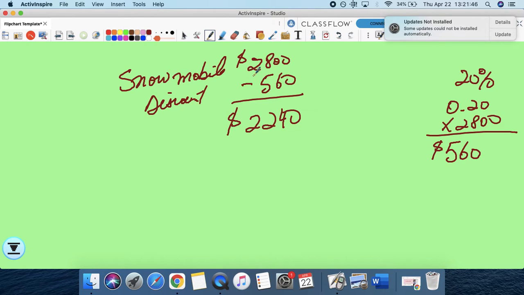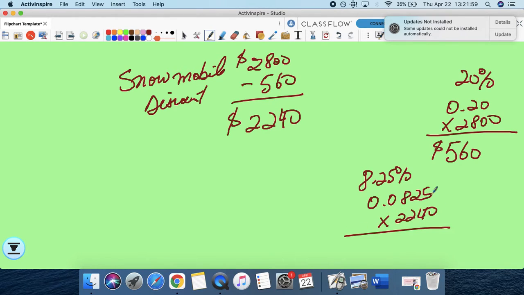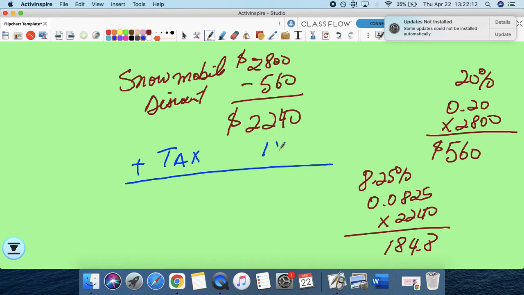Now we have to pay tax. A tax is 8.25% or 0.0825. We can multiply that by 2,240 times 0.0825. So el tax que va a pagar, tu impuesto, $184.80. So, sumamos el impuesto, 184.80 plus 2,240. So the total que pagas, 2,424.80.